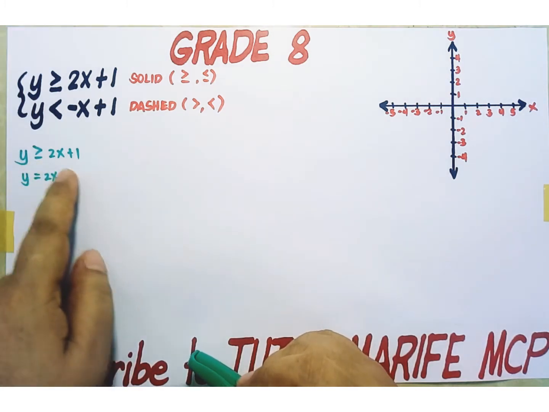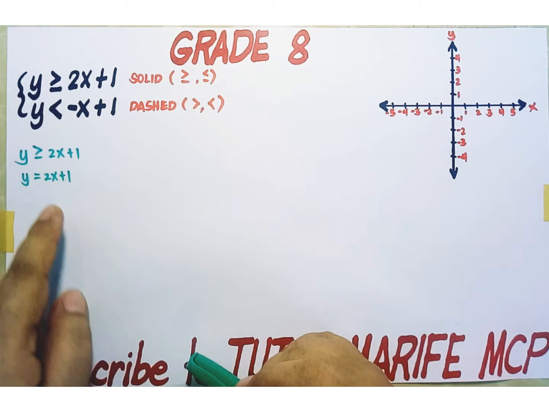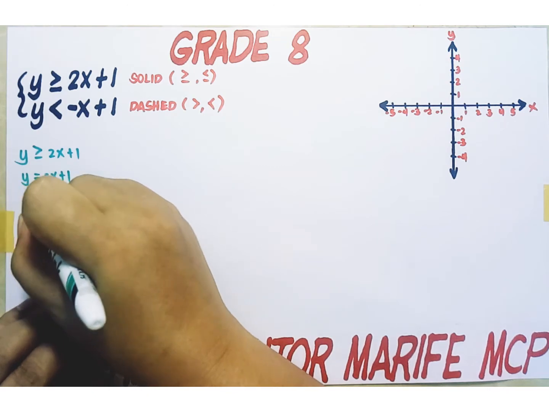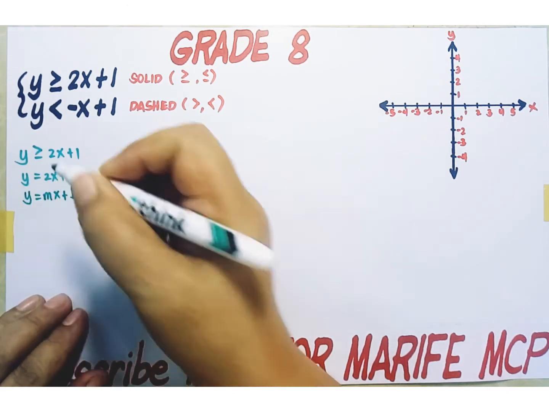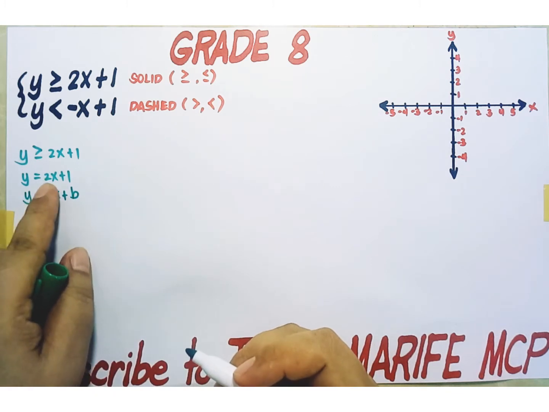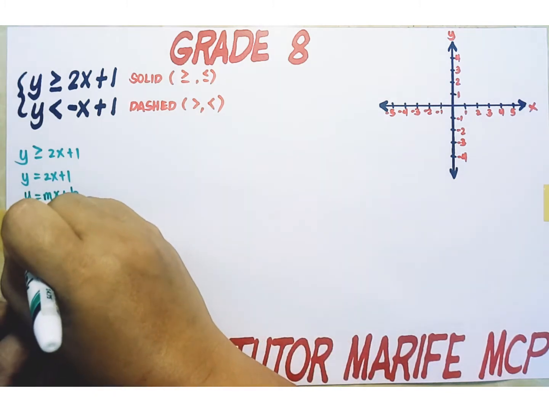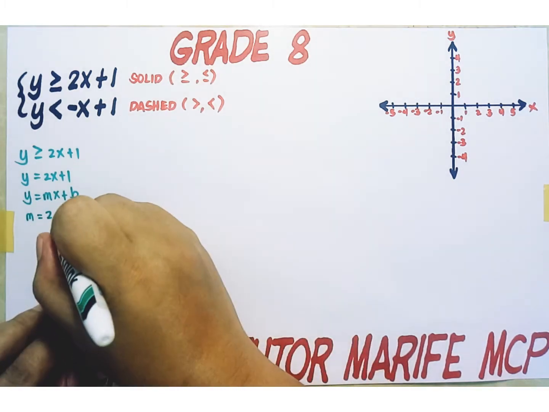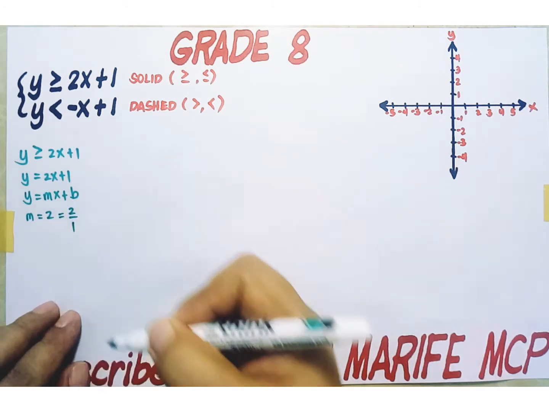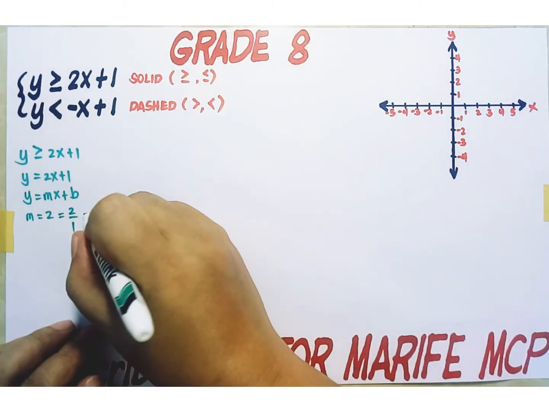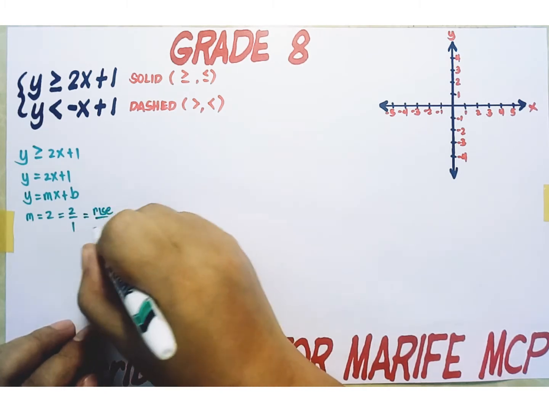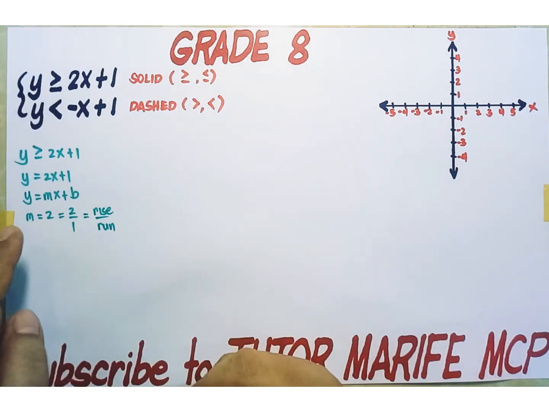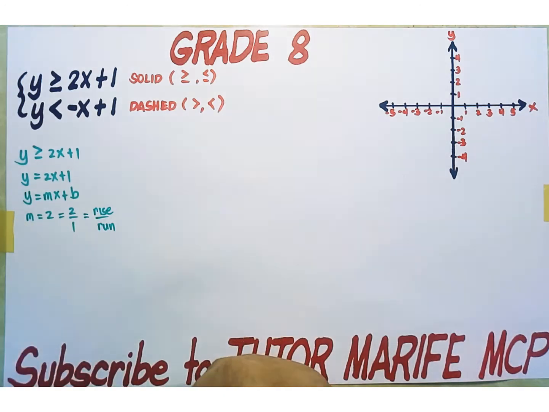The equation of the solid boundary line is written in y equals mx plus b form, or the slope-intercept form. The value of m is the numerical coefficient of x. M is equal to 2. In fraction form, 2 is equal to 2 divided by 1 or 2 over 1. 2 is rise, 1 is run. M represents the slope of the solid boundary line.